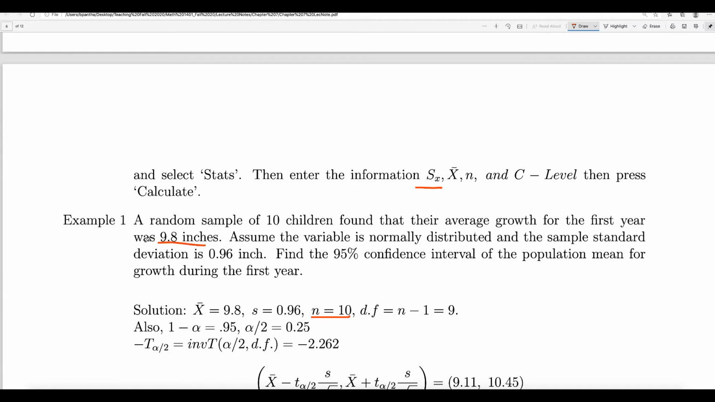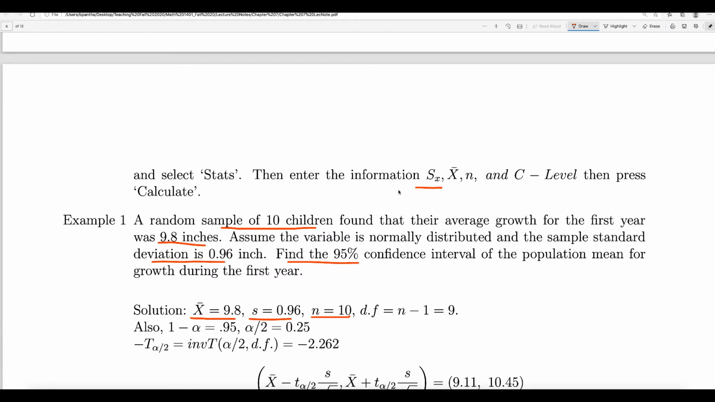Is this average the population average or the sample average? This is a sample average, because it says a sample of 10 children has average 9.8, that is x bar is 9.8. Assume that the variable is normally distributed. All these must be normally distributed, otherwise this method does not work. And the sample standard deviation is also given. S is 0.96. Find the 95% confidence interval.